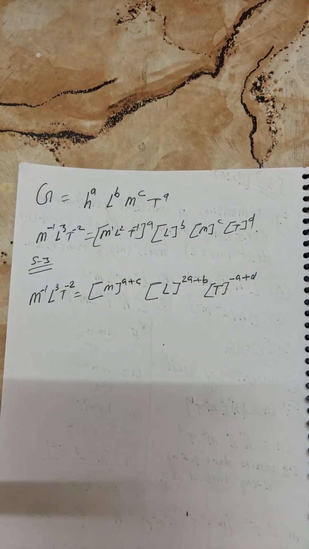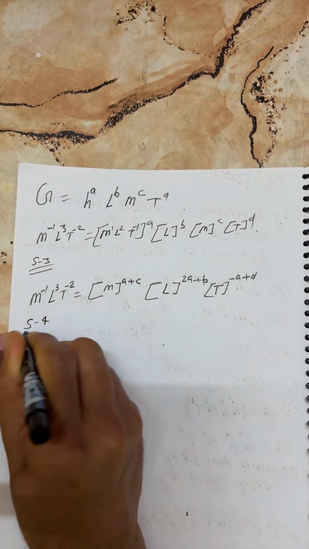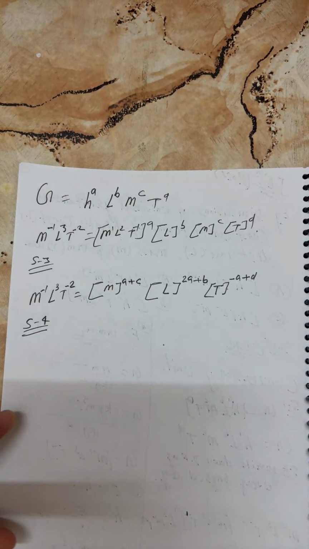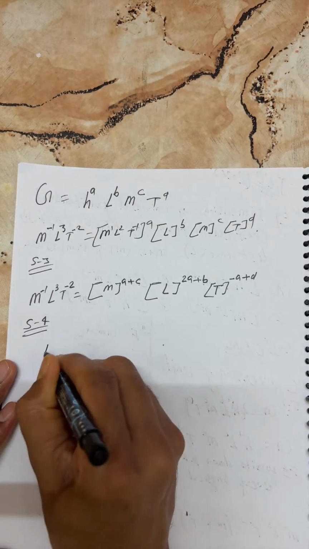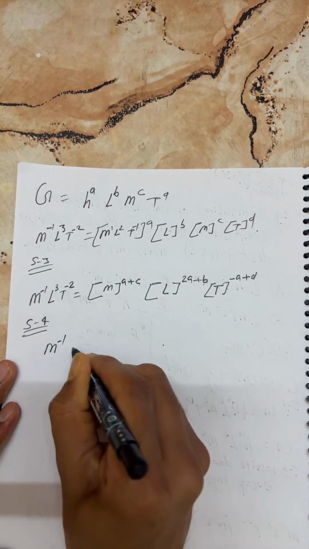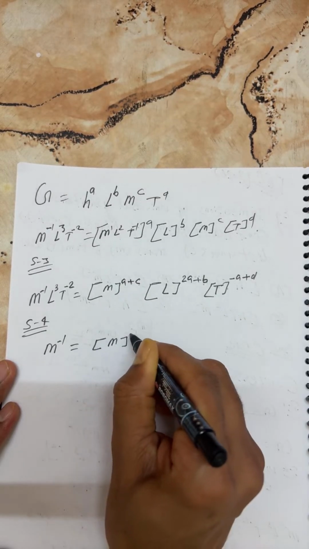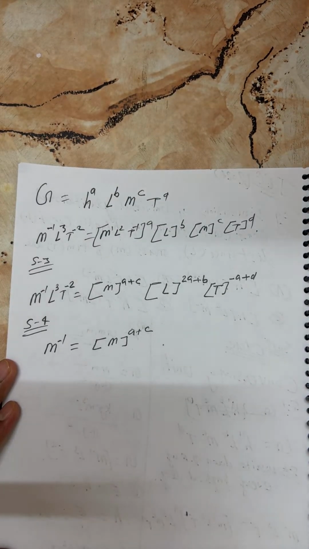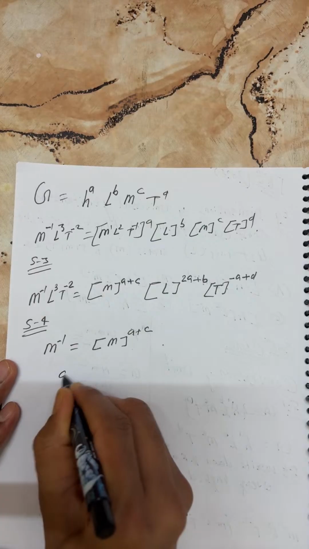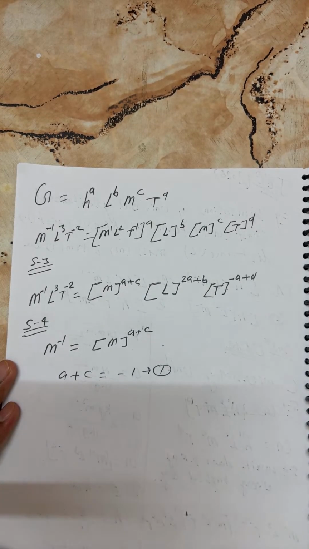Now we will solve further in step 4. Remember, equate identical powers here. In the LHS we have M to the power minus 1, and in the RHS M to the power a plus c. So we can write the first equation: a plus c is equal to minus 1. Let us call it equation number 1.